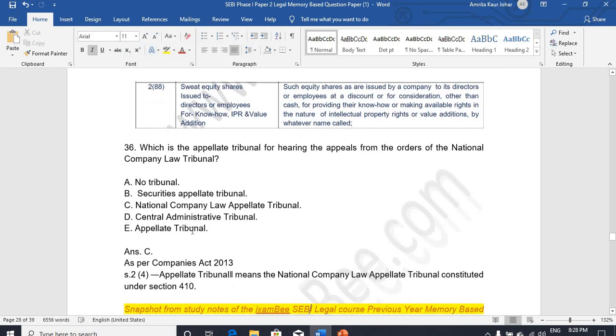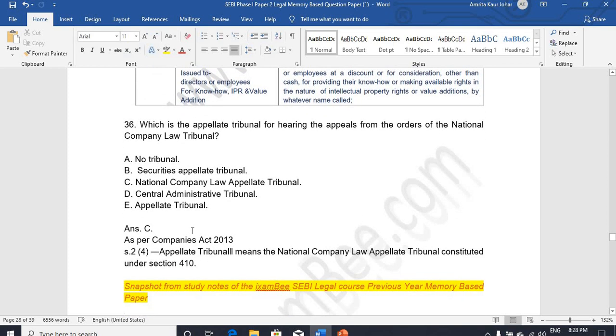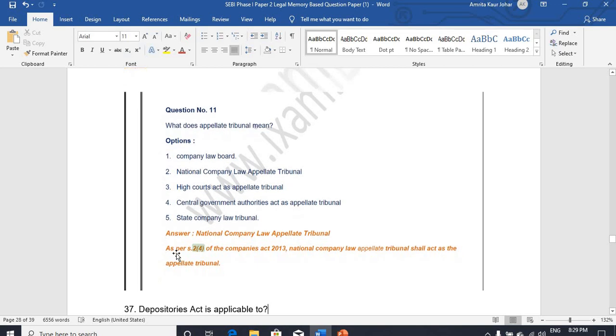Which is the appellate tribunal for hearing the appeals from the orders of the National Company Law Tribunal? And the answer of course is National Company Law Appellate Tribunal, section 410, covered under section 2 clause 4 of the Act. Very easy question, NCLAT.